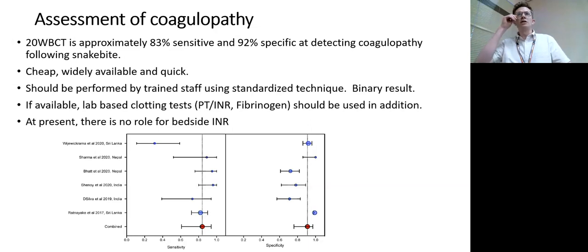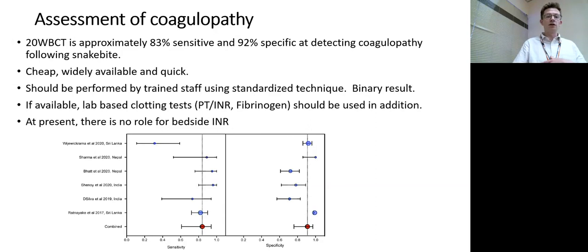And then a common question is, well, what about a bedside, a point of care INR test? Wouldn't that be great? I had the same thoughts. I thought that would be really fantastic. But unfortunately, the substrate that is used within the current point of care INR tests is affected by the venom, and renders them basically not useful, not at present.